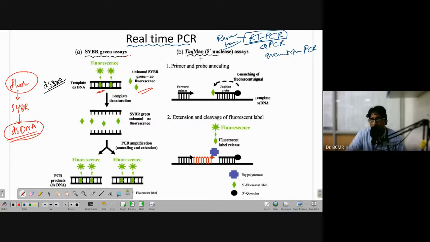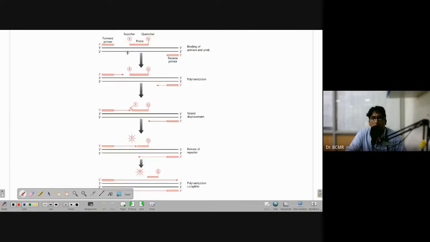In TaqMan, this is ingenious and better. Nice. I think this is easier. It is a probe that is made, and the probe has two things. One is a reporter dye, R is for reporter, and Q is for quencher. There is a certain thing about the quencher and this particular reporter: when they are in close proximity like this, the reporter's signal or fluorescence is quenched by this molecule. It has to do with a lot of chemistry, which I'm not very aware of, but we know the principle of it for our purposes.